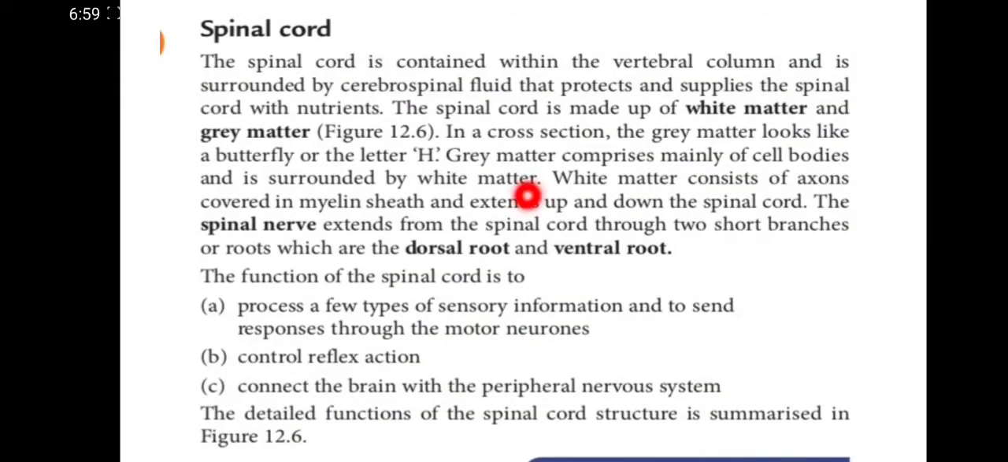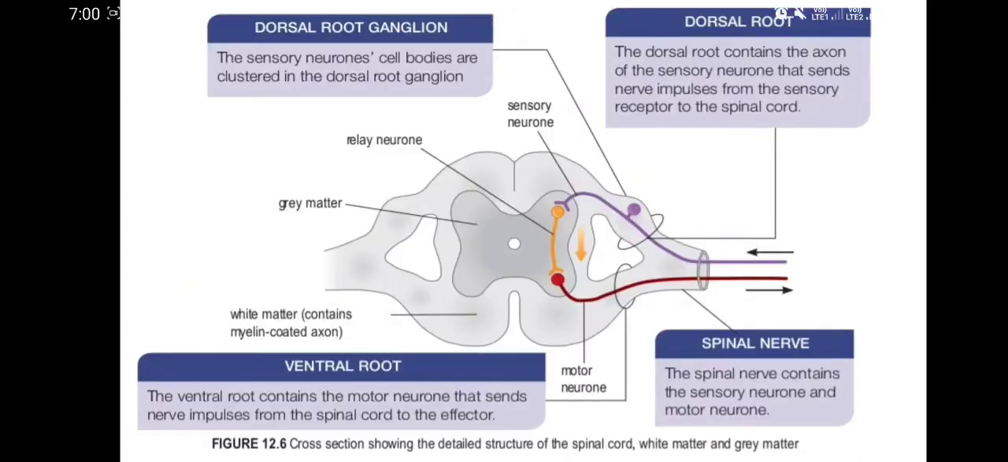So gray matter comprises mainly of cell bodies and is surrounded by the white matter. Okay, white matter consists of axons covered in myelin sheath and extend up and down the spinal cord. The spinal nerve extends from the spinal cord through two short branches or roots, which are dorsal root and ventral root. So look at the dorsal root.